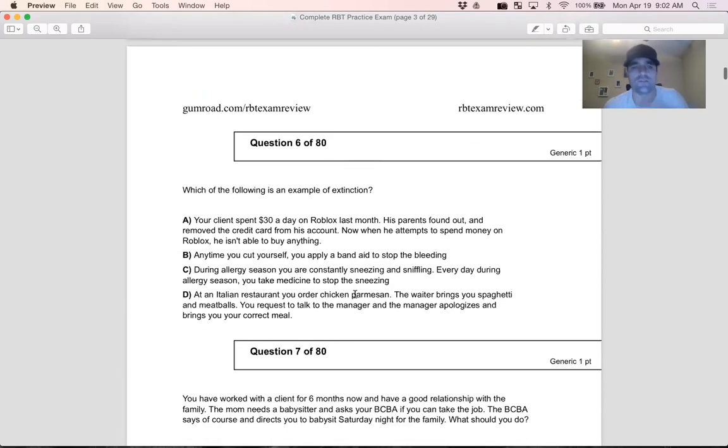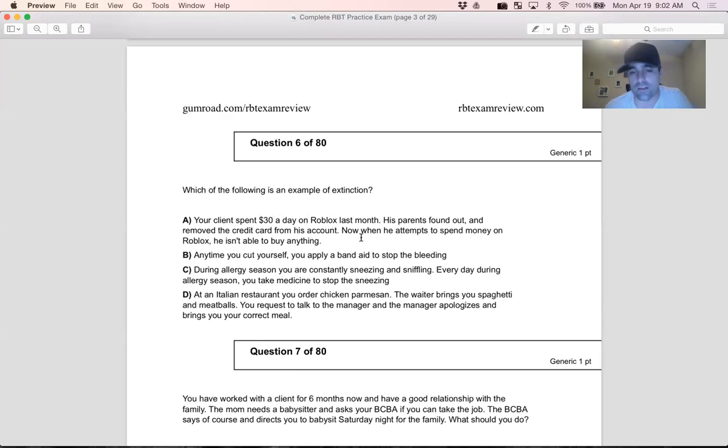All right. Question 6. Which of the following is an example of extinction? Okay. So what is extinction? Extinction is removing reinforcement for a previously reinforced behavior. So how are we going to do that? A, your client spent $30 a day on Roblox last month. His parents found out and removed the credit card from his account. Now, when he attempts to spend money on Roblox, he isn't able to buy anything.